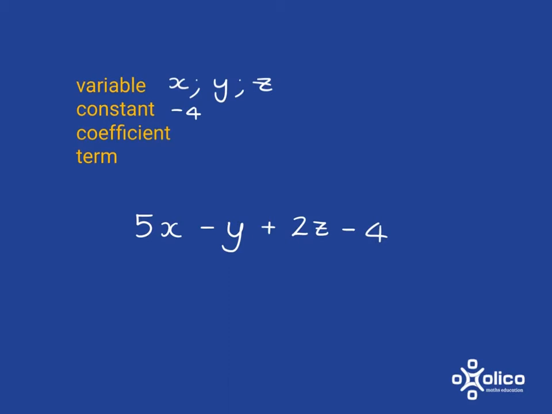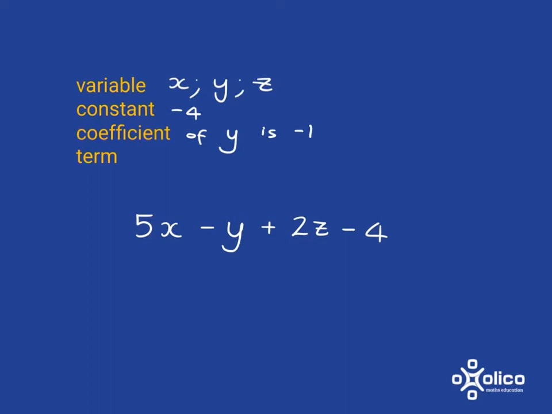The coefficient is just the number that multiplies a variable. So the coefficient of x here is 5. The coefficient of z is 2. The coefficient of y, if you have a look here and just remember what we just said, there would be a 1 here that we just don't bother to write. So the coefficient of y is negative 1. So let's write that down just to have a note of it. The coefficient of y is negative 1.